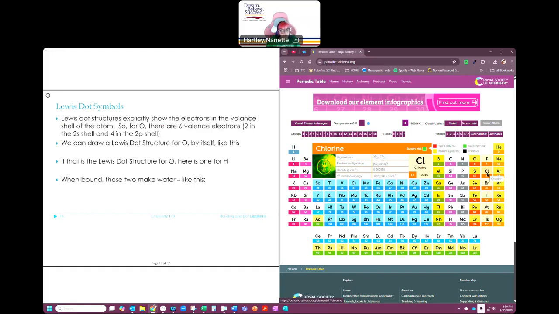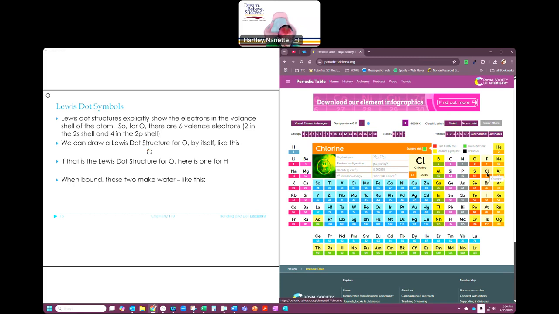So let's talk about a Lewis dot symbol. First we're going to have to draw this for an individual atom, and then we're going to talk about how we put them together. A Lewis dot symbol for a particular atom explicitly shows the valence electrons around that particular atom. So if we were to draw one for an oxygen, we'd be talking about the 6 valence electrons, 2 in the 2s shell and 4 in the 2p shell. So we draw the symbol for oxygen, and then we have the 6 electrons that we need to draw around it.